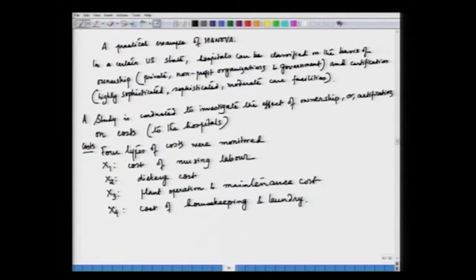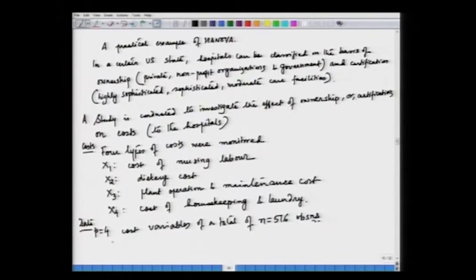The ownership factors being private, non-profit organizations and government. So from this, all I know is that I have P equal to 4, that is the data dimensionality. So about the data, what can I say, that I have P equal to 4 cost variables, of a total of n, that is 516 observations. So this value gives me the total number of hospitals that have been covered. We still do not know how many are there in each level of the factor.